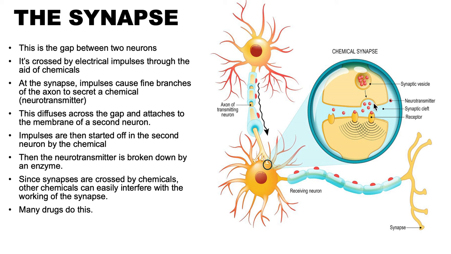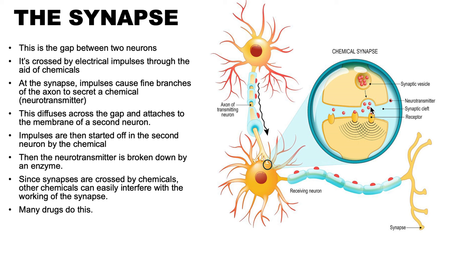So what happens is when the impulse reaches the synapse, it causes the fine branches around it, which are called axons or fine axons, to secrete a chemical. When this chemical is secreted from the side of one neuron, it can cross the gap and then get attached to the membrane of the second neuron. In this case, an impulse is started in that neuron, and the impulse is then carried on to the next neuron and on and on.